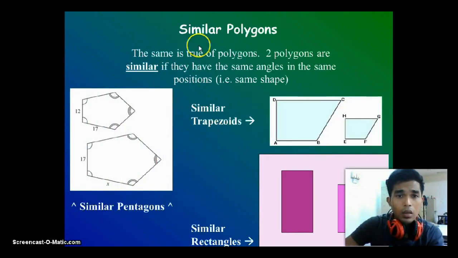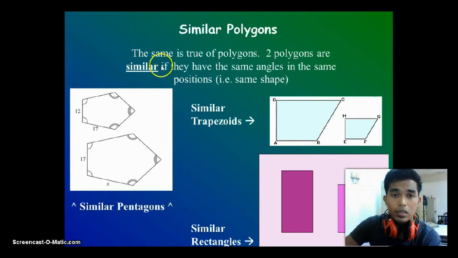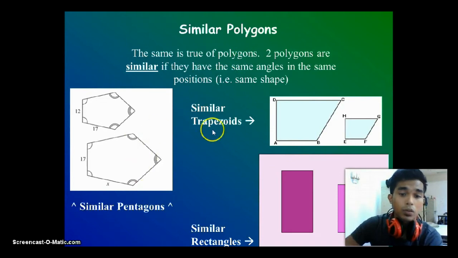Next, similar polygons. The same is true of polygons. Two polygons are similar if they have the same angle in the same position. So like I said before, for the regular polygon, if they have the same angle, it is said to be similar. The same goes for other polygons, for pentagon, for trapezoid, or any other polygon. Also for a rectangle, if each of the angles are the same, even though the lengths are not, it is said to be similar. That's all from me. Thank you.